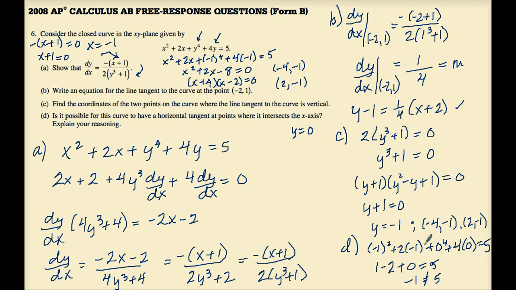So it's not possible for x to be negative 1 while y is 0. Therefore, it's not possible for the curve to have a horizontal tangent at points where it intersects the x-axis.